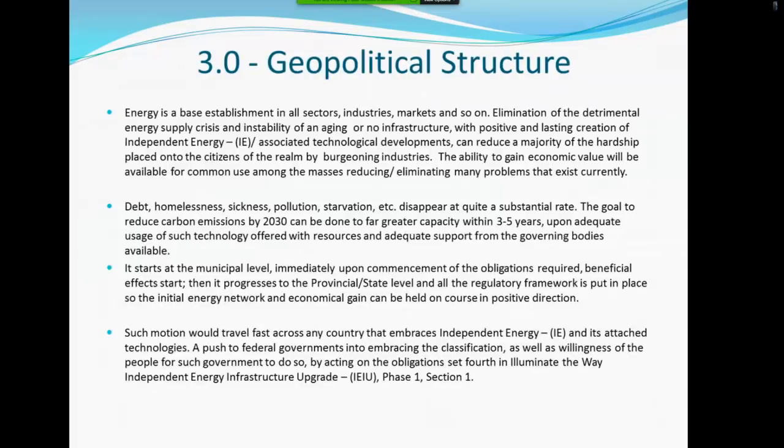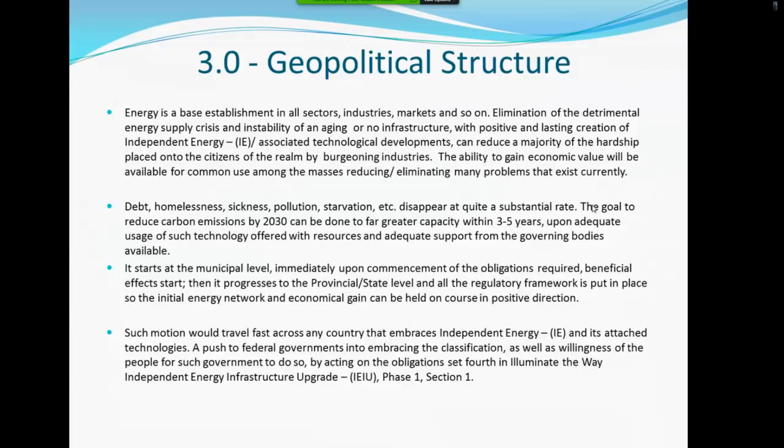Energy is a base establishment in all sectors, industries, markets, and so on. Elimination of the detrimental energy supply crisis and instability of an aging or no infrastructure, with positive and lasting creation of independent energy and associated technological developments, can reduce the majority of the hardship placed onto the citizens of the realm by the burgeoning industries. Yes, absolutely. Hundreds of years of burgeoning industries.